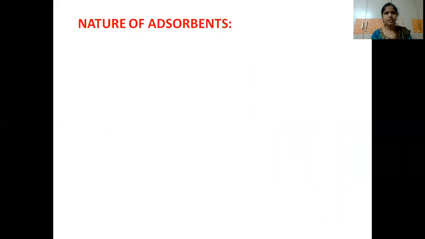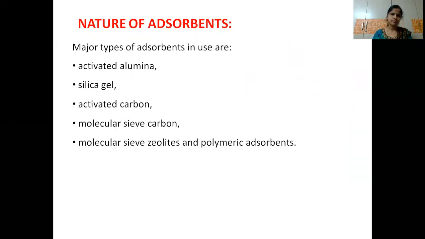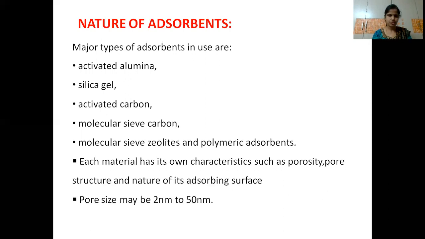Then what are the adsorbents that can be used in chromatography? The major types of adsorbents we generally use are activated alumina, Al2O3, silica gel, activated carbon, molecular sieve carbon, molecular sieve zeolites, and polymeric adsorbents. These are the various adsorbents that can be used.